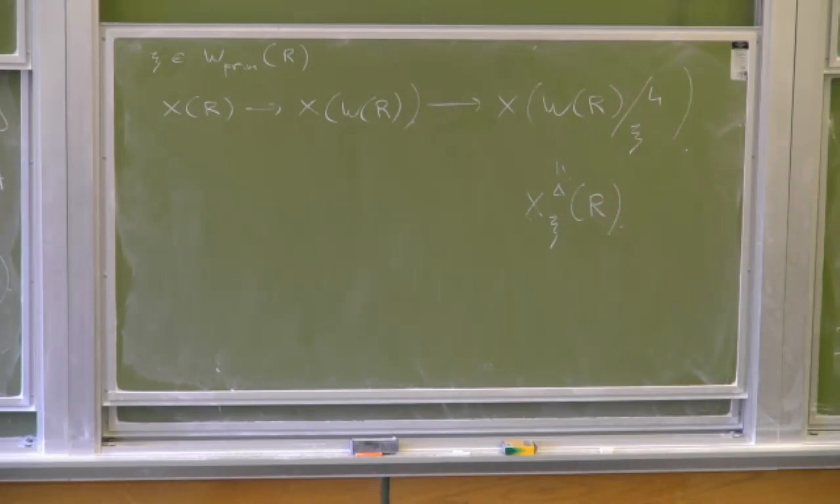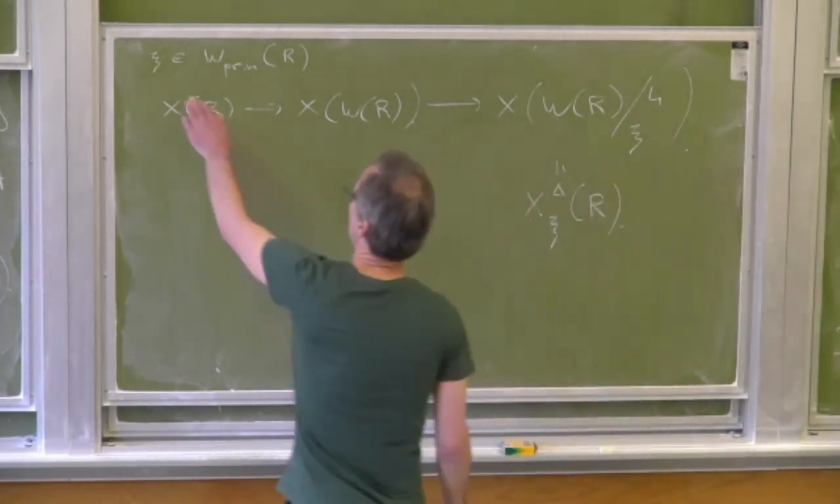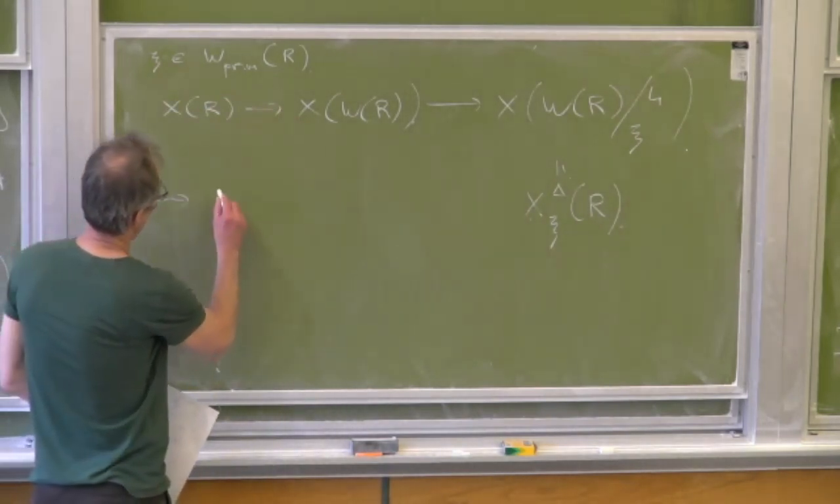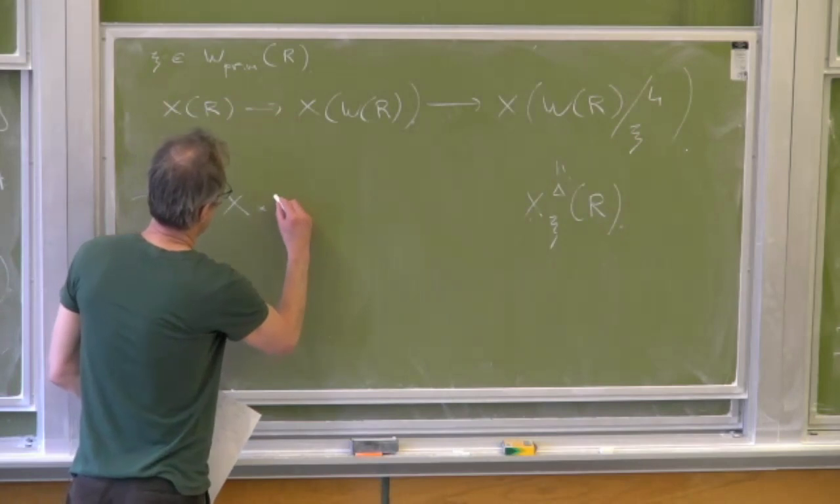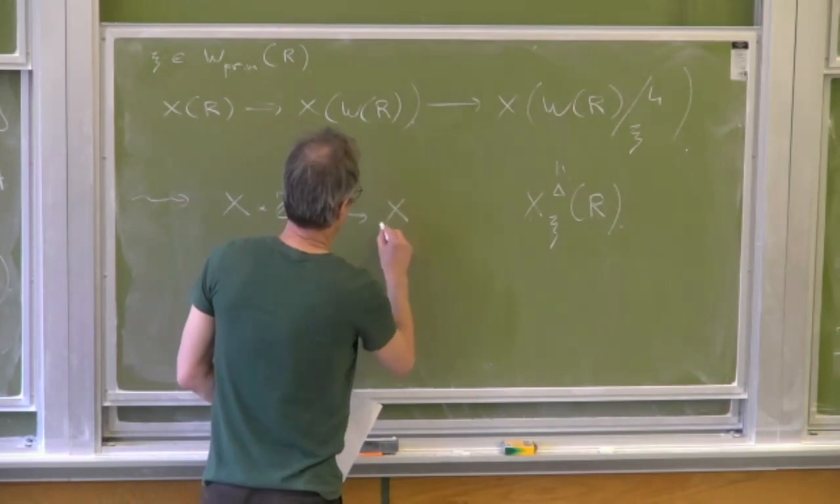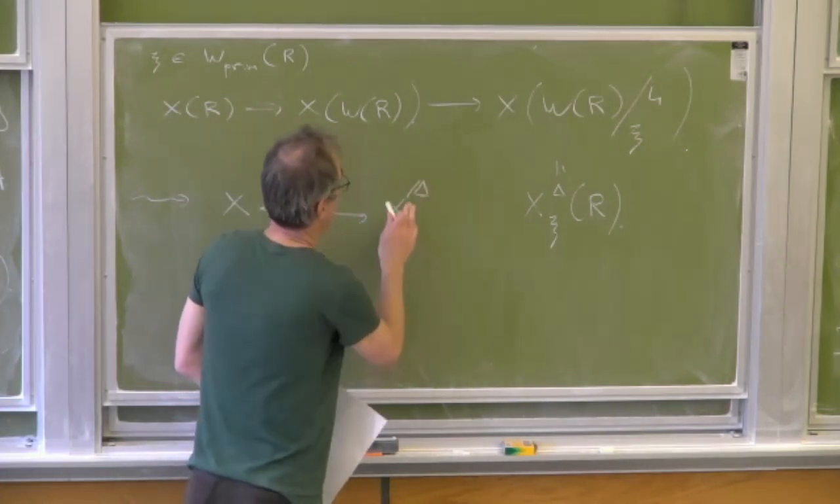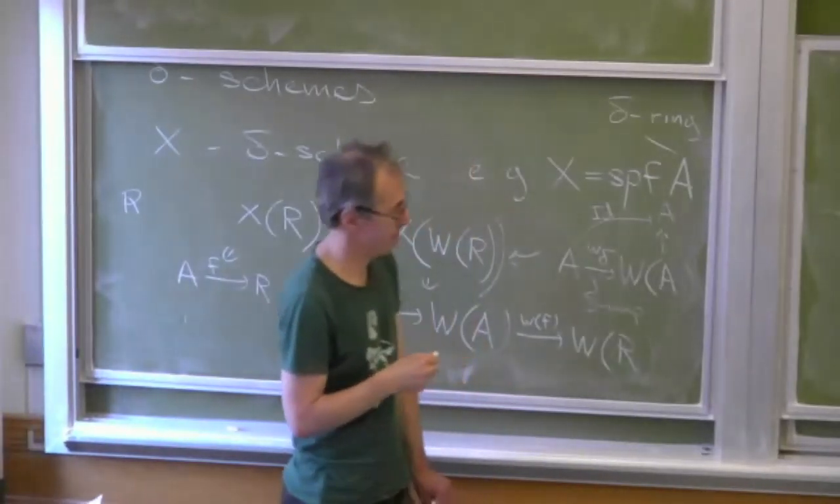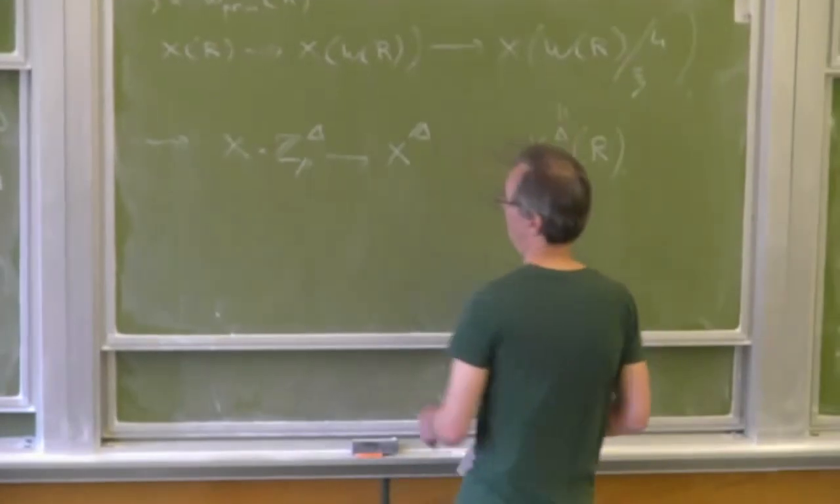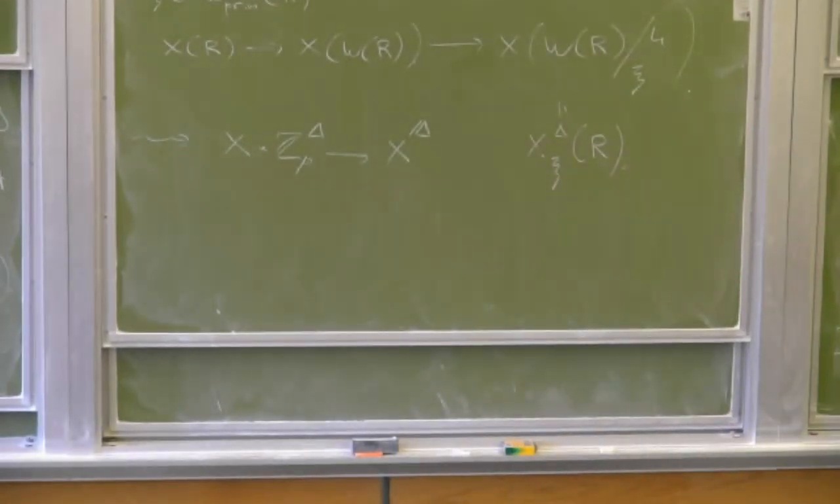So for any Xi, we get a map like this, and this assembles a map from X times ZP prismatized to the prismatization. Okay, so the takeaway is that if X is a delta scheme, then you have such a conjunct. Yeah. So this is a very important concept.